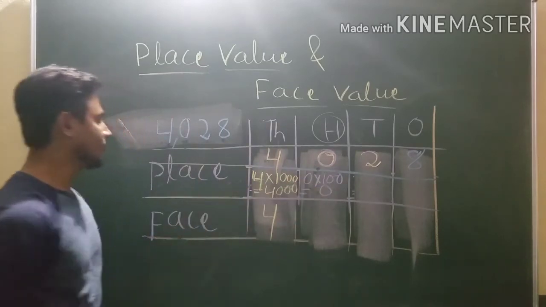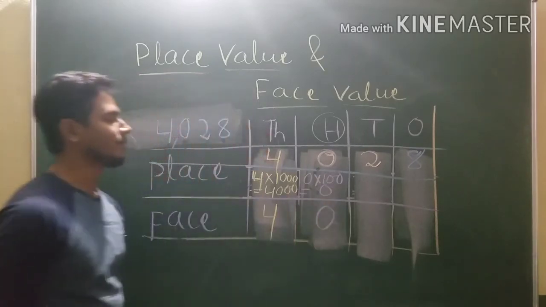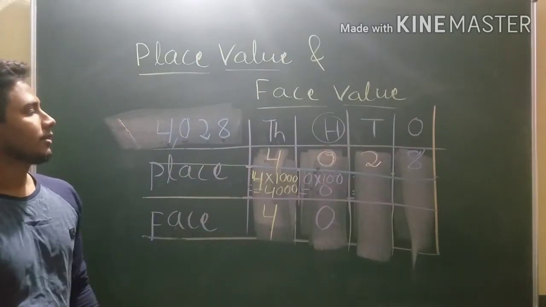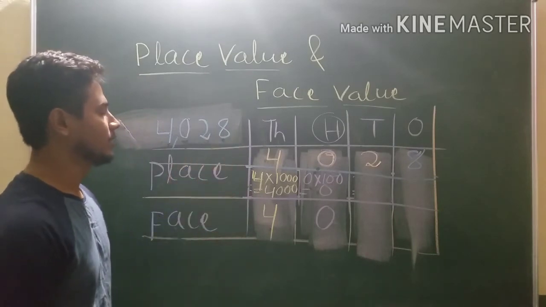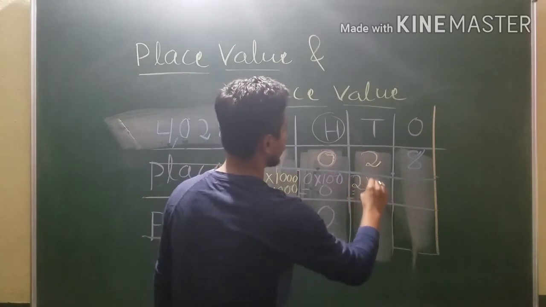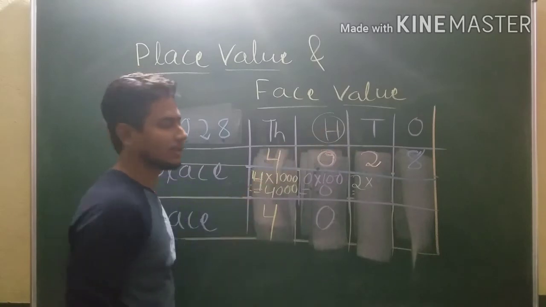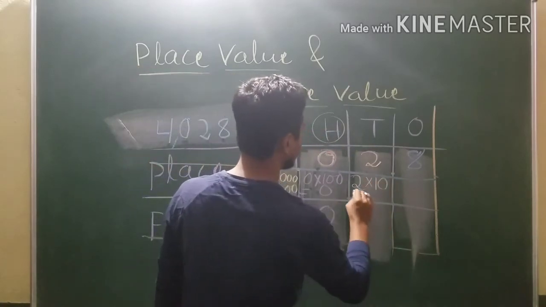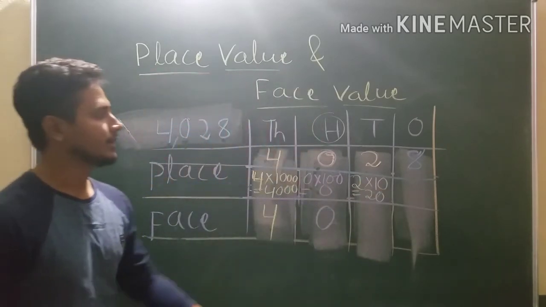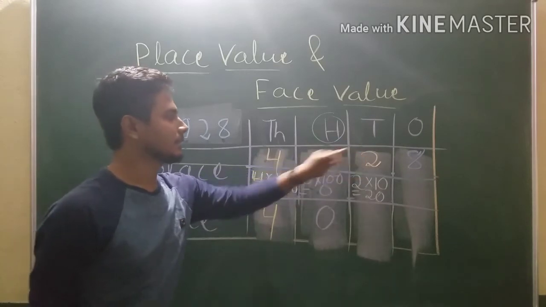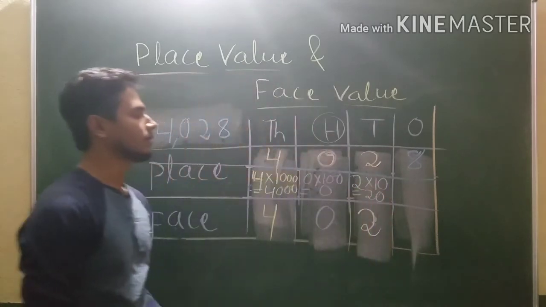Then we have to find out face value of 0. Face value exactly remains same, so write 0. Then next digit 2. We have to find now the place value of 2. So write down 2. Then you multiply with the place. 2 is placed in tens place. That's why I multiply with 10. So 2 into 10 equal to 20. Then the face value remains as it is, means the face value of 2 is 2 only.